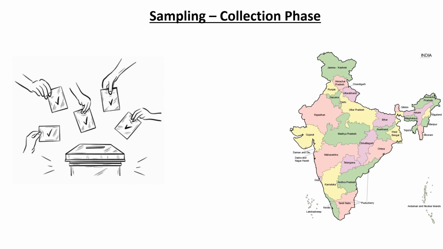Here, you are not surveying the entire population, not because you don't want to, but simply because you cannot. So this is sampling in the collection phase, where you take a subset of the total population because of your limitation to collect the data.